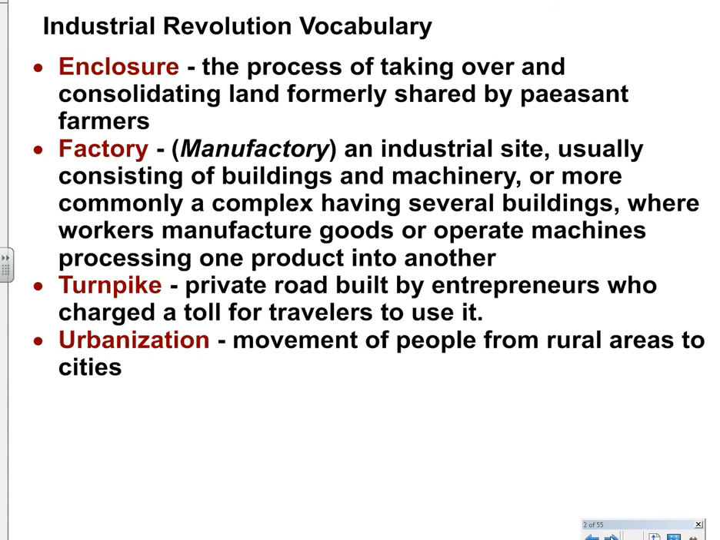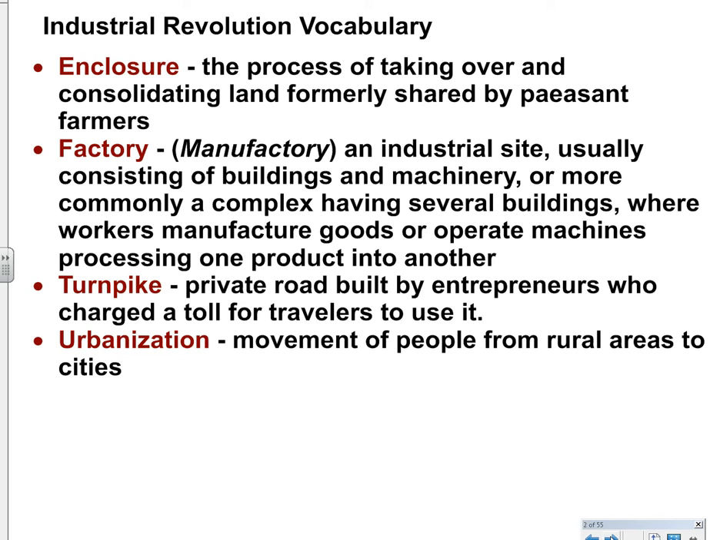Okay, so some quick vocabulary. You're going to need to write these down. An enclosure is the process of taking over and consolidating land formerly shared by peasant farmers. Then you have a factory, pretty obvious, an industrial site, usually consisting of buildings and machinery, or more commonly a complex having several buildings where workers manufacture goods or operate machines processing one product into another.